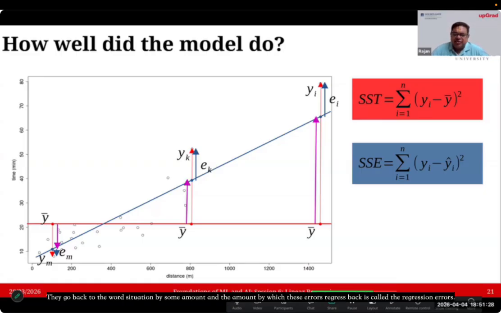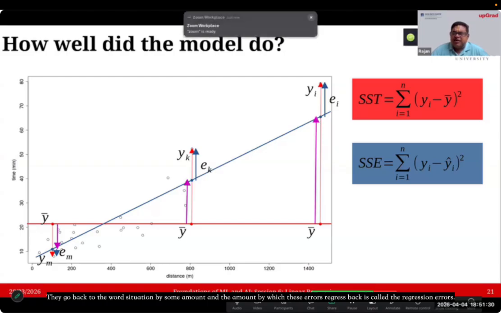R squared is equal to 0.75 and VIF is 4. So the amount by which these errors go back is called the regression errors.